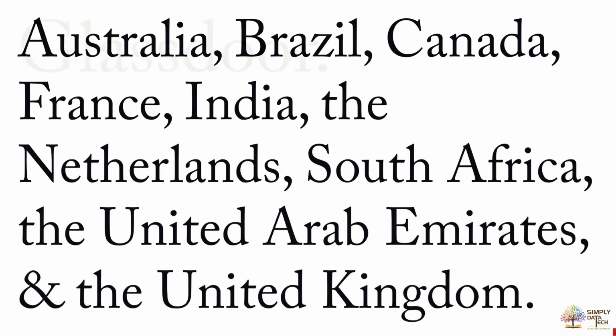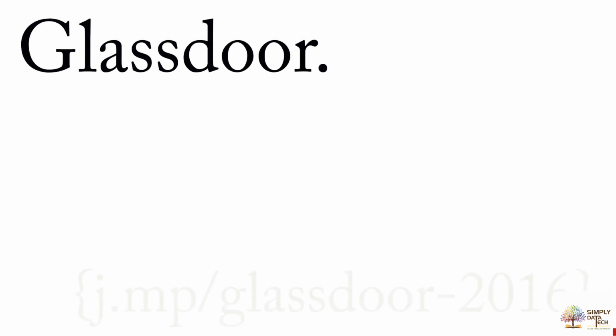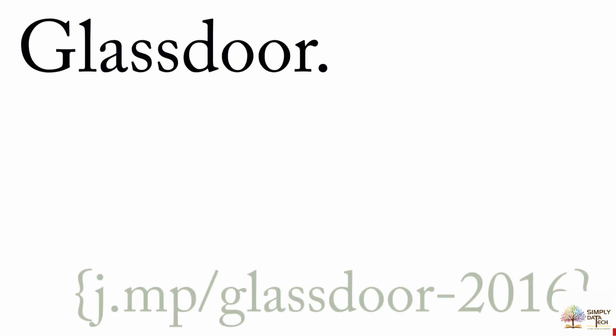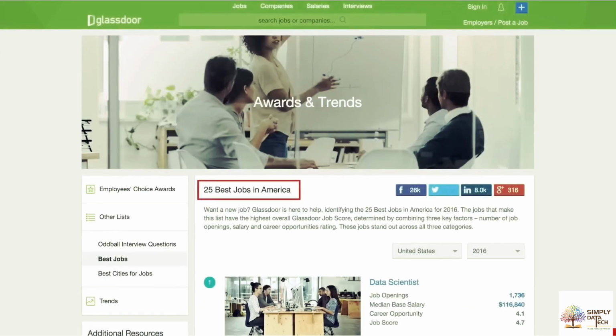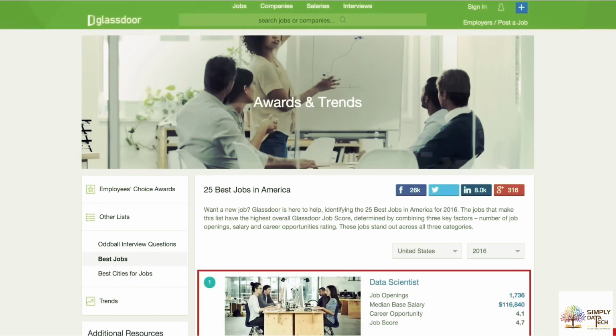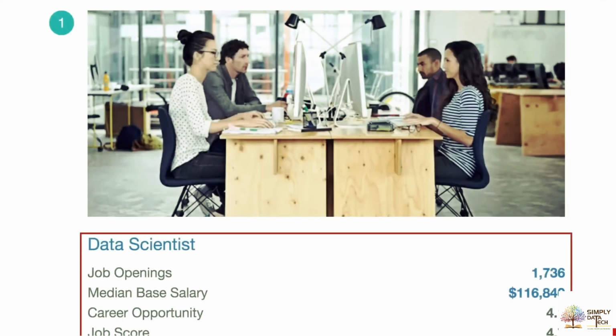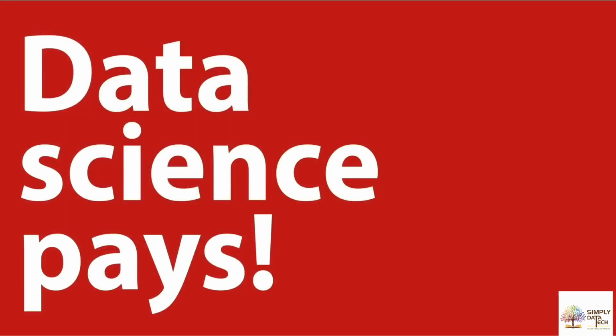And if you need a little more, let's take a look at Glassdoor, which published an article this year, 2016, and it's about the 25 best jobs in America. And look at number 1 right here. It's data scientist, and we can zoom in on this information. It says there's going to be 1,700 job openings with a median base salary of over $116,000 and fabulous career opportunities and job scores. So if you want to take all of this together, the conclusion you can reach is that data science pays. And I can show you a little more about that.